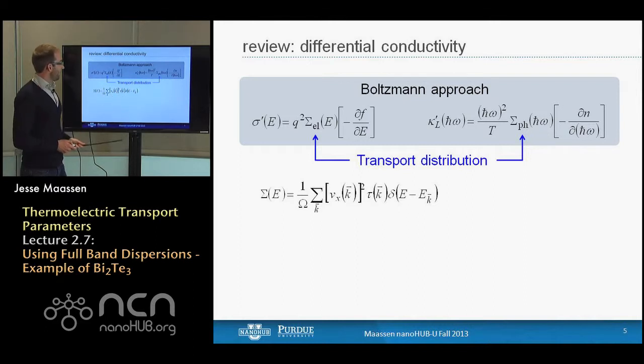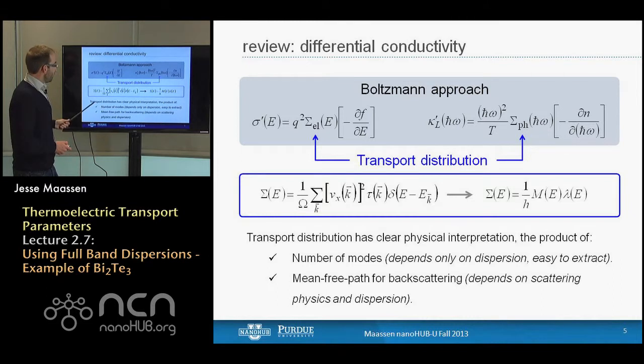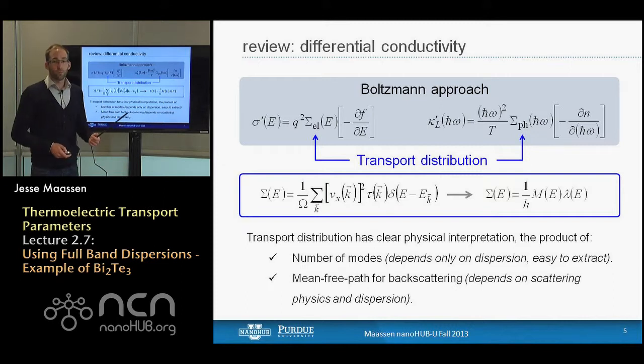At first glance, calculating this quantity might seem very tedious, but it turns out that if you use the Landauer approach, you can relate these two quantities, which are actually the same, and you can rewrite things a little bit more simply. The transport distribution in the Landauer picture has a very clear physical interpretation. It's the product of the number of modes, or the distribution of modes, really, which is just the number of conducting channels per cross-sectional area. And this only depends on dispersion. So the scattering physics don't come in at that point. And also, what I hope to show here is that it's quite easy to extract. You can calculate this without too much effort.